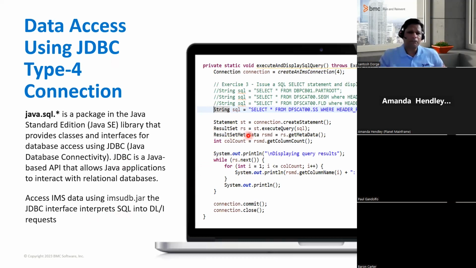This is a sample here establishing the connection and then creating the SQL for accessing the data. This is accessing the metadata from the catalog. Okay, and then printing it. This is a simple one, getting the information from the IMS catalog.